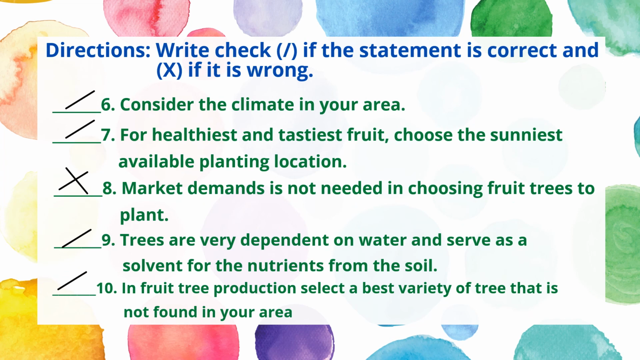6, consider the climate in your area. Correct. 7, for healthiest and tastiest fruit, choose the sunniest available planting location. Correct. Number 8, market demands is not needed in choosing fruit trees to plant. Of course, it's wrong. 9, trees are very dependent on water and serve as a solvent for the nutrients from the soil. Correct. Number 10, in fruit tree production, select the best variety of tree that is not found in your area.